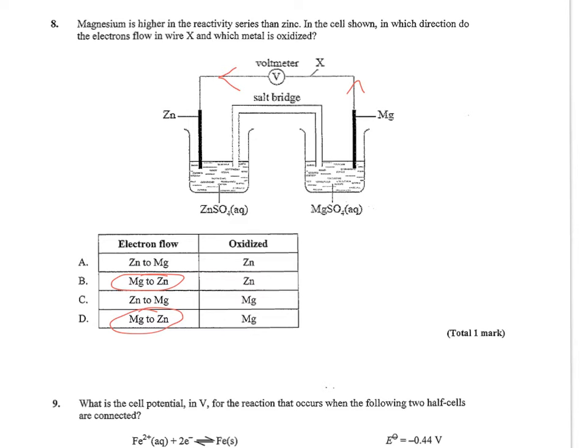And then it wants to know, is magnesium being oxidized or is zinc being oxidized? Since magnesium's the more reactive, it's going to be oxidized and give up the electrons. So D would be my correct choice.